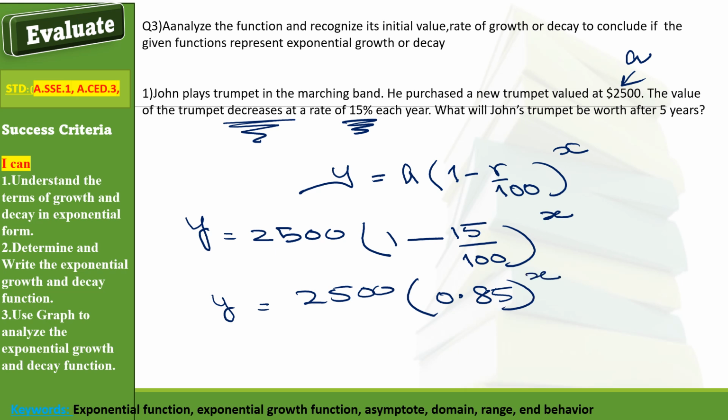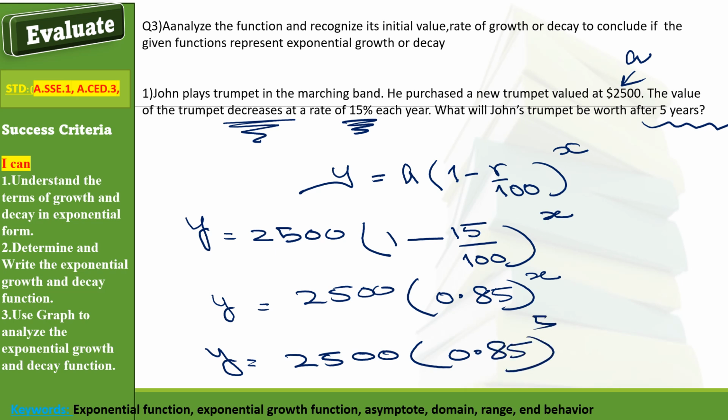What will John's trumpet value be after 5 years? This means replace x by 5 and find the final answer by calculating. So if I write this in the calculator, 2500 times 0.85 whole to the power of 5, the answer is 1109.26 dollars. Now next question.